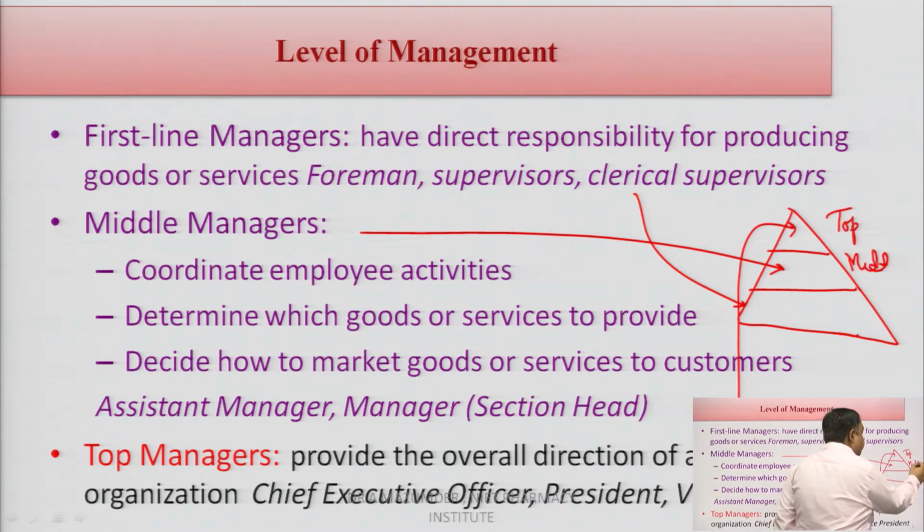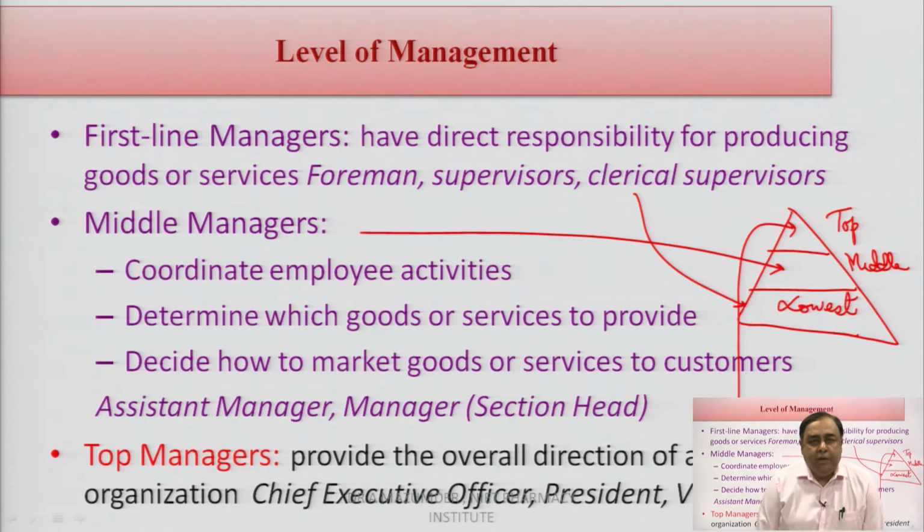So, this is the top, middle and the lowest level. An organization basically has three tiers: lowest, middle and the highest level. Let us start from the lowest level.